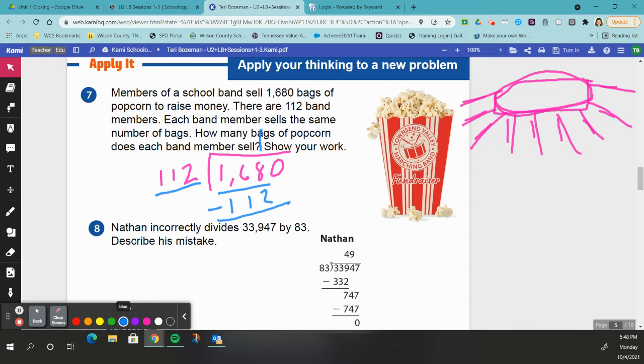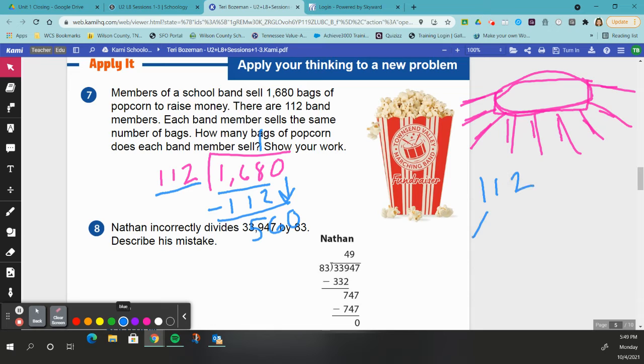8 minus 2 is 6. 6 minus 1 is 5, and 1 minus 1 would be 0, right? Bring down my 0. So this would be our standard algorithm, okay? So now I'm going to figure out if 112 times something is going to give me 560. Well, I know that 2 times 5 will give me a 0 in my ones place, right? So let's try that out.